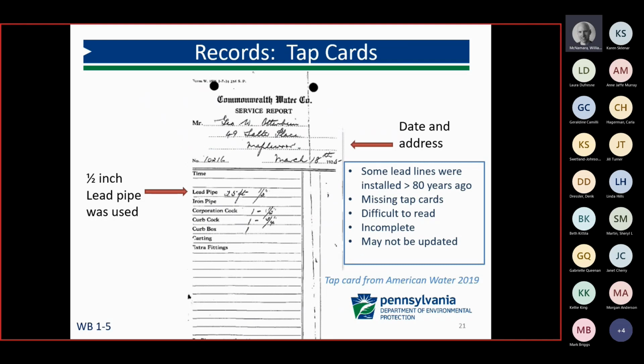Now, some of the issues with relying solely on tap cards is things change over time. So at this point, this service line's only almost 100 years old. But if good records weren't kept for what changes might have been made, it may or may not be accurate. As I said, a lot of water systems might not even have this information, so they might not be able to rely on it. But for those that do, it's a really good place to start.